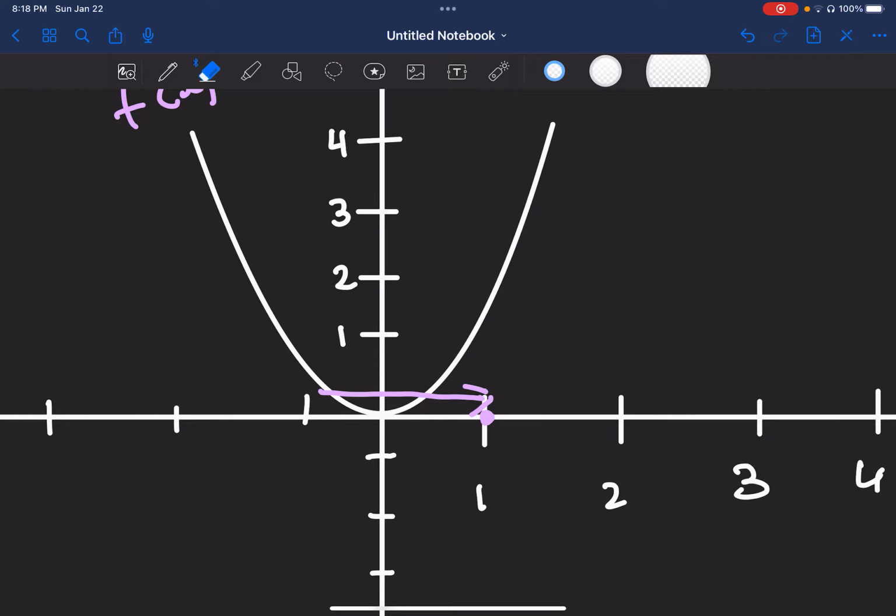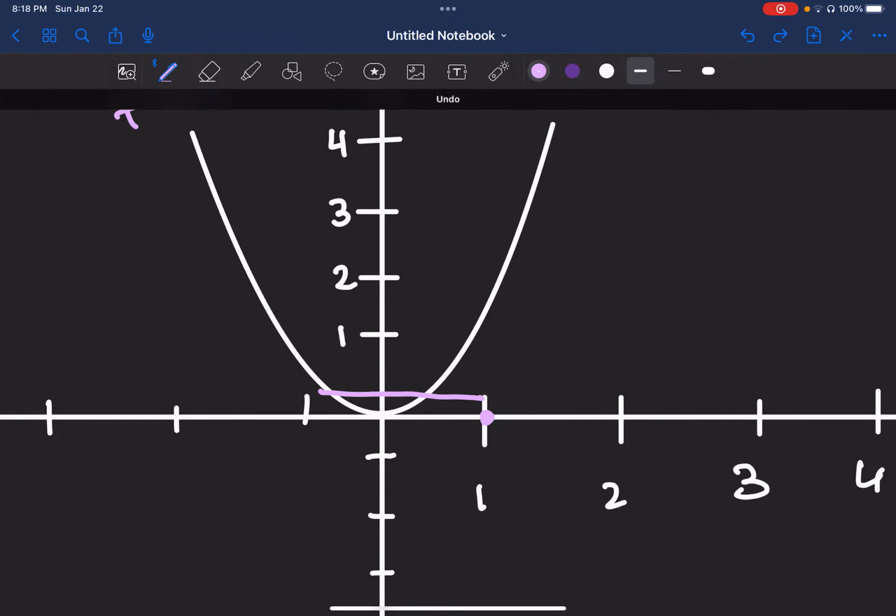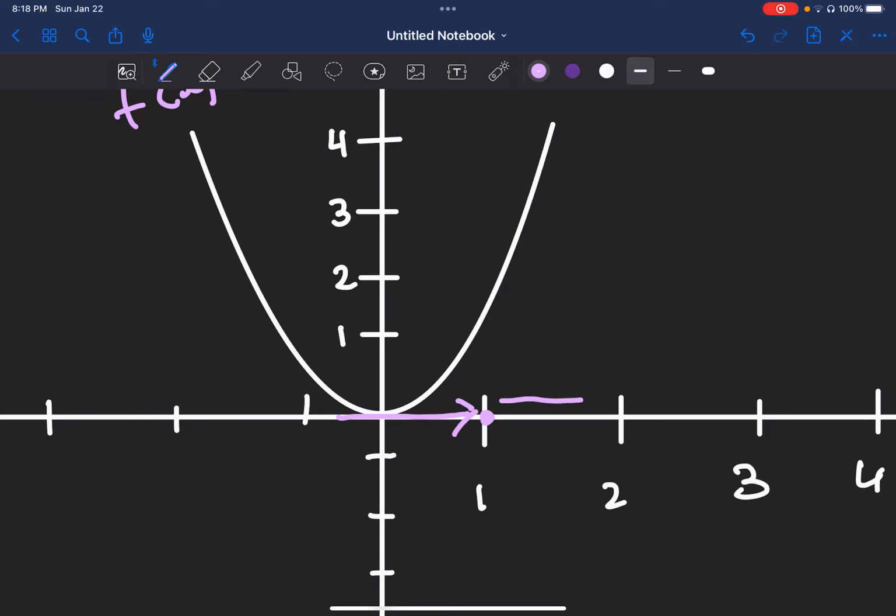Oh, sorry, my bad. This looks kind of weird. I want a better looking stroke. So it can either approach from the left, or they can approach from the right.